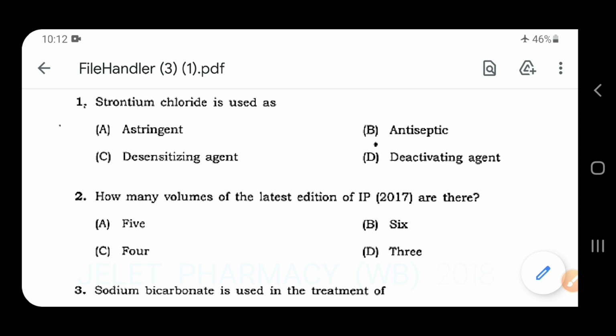Today we will discuss the GPAT Pharmacy 2018 question paper.